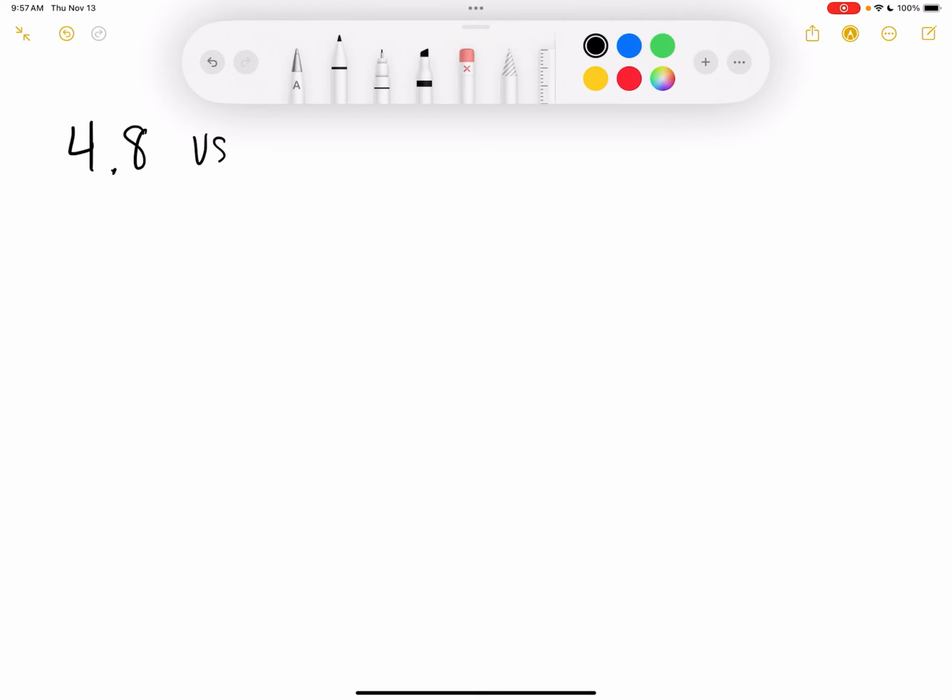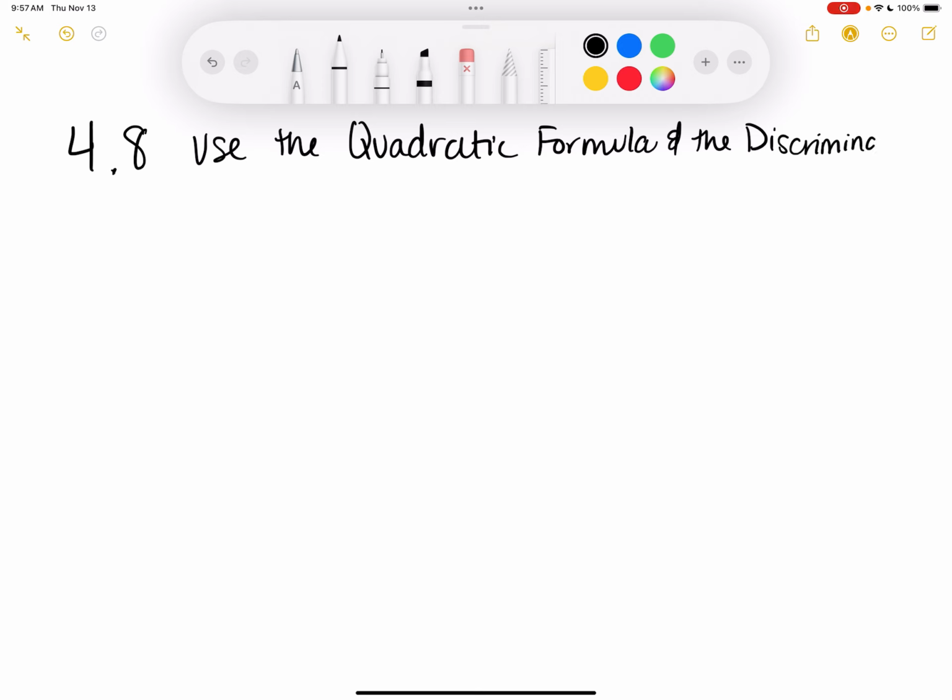Let's move on to the quadratic formula and the discriminant. What a word. All right, the formula.